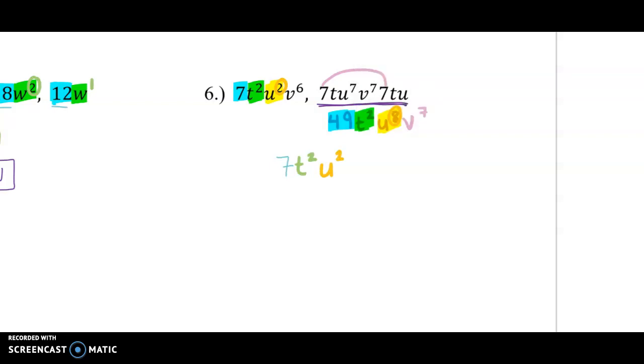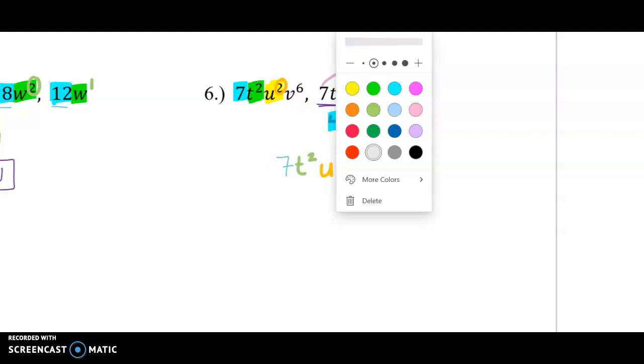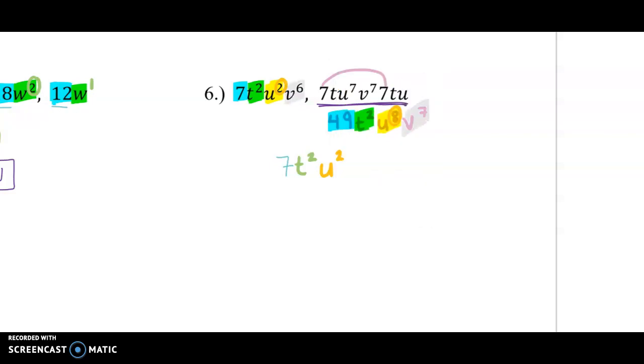Then the last one are my V's. Oh, not going to use that color because you won't be able to see. So we'll just go with gray. My 2 V's. Okay, so if you look there, you will notice that you are going to end up with V to the 6th. That is the largest number you will be able to take out of that. This one has 6, that one has 7, so you'll be able to take 6 of them out. So then your final answer would be 7T squared, U squared, V to the 6th.